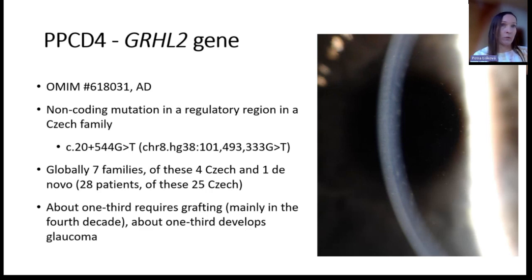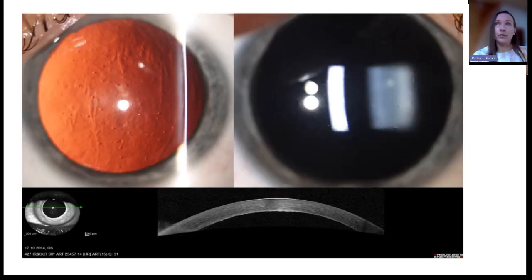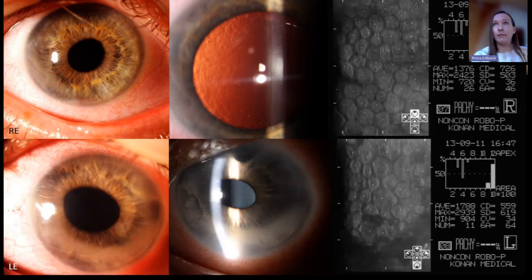Currently, I'm aware of only 28 patients, 5 of whom are of Czech origin. In this dystrophy we don't have such a huge cohort of patients, so it's difficult to compare the clinical changes, but we've noticed that about 1/3 of our cases required grafting and about 1/3 develop secondary glaucoma. Some clinical images from our patients: again, you may notice opacification of the posterior corneal layers and an irregularity of the posterior corneal surface. There may also be band keratopathy, iris changes, corectopia, and decreased endothelial cell count.